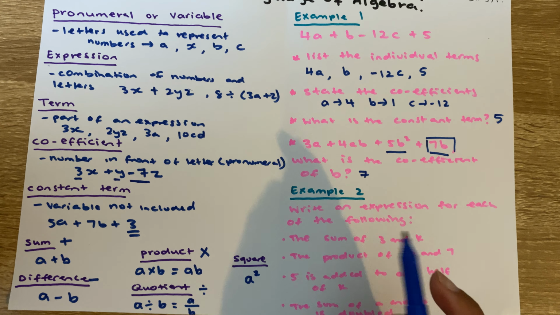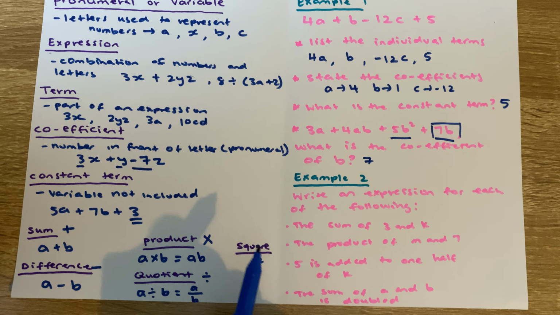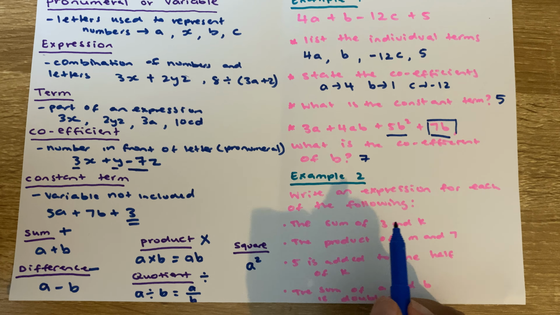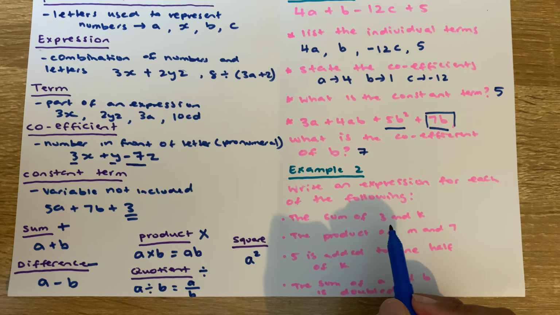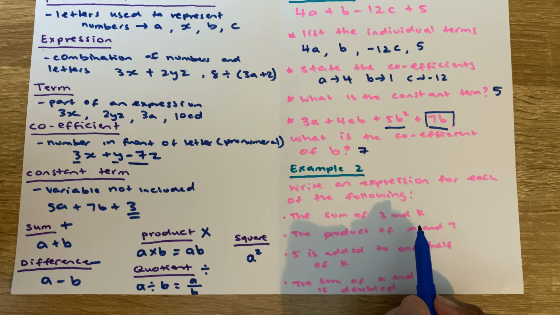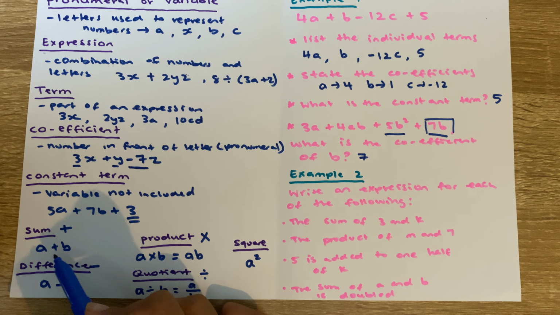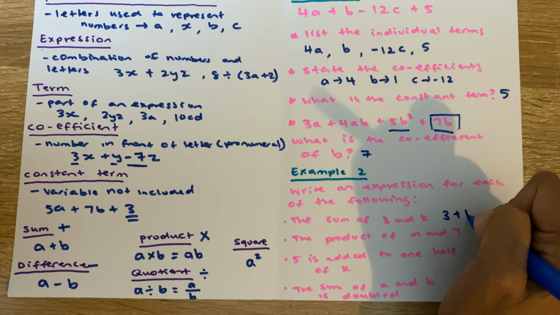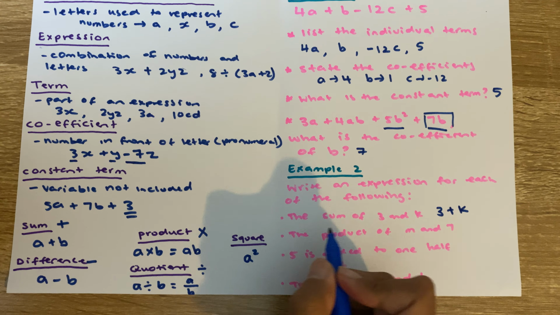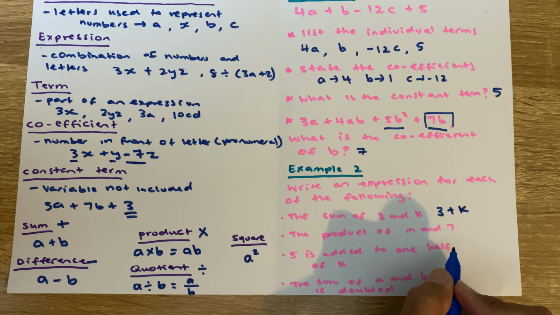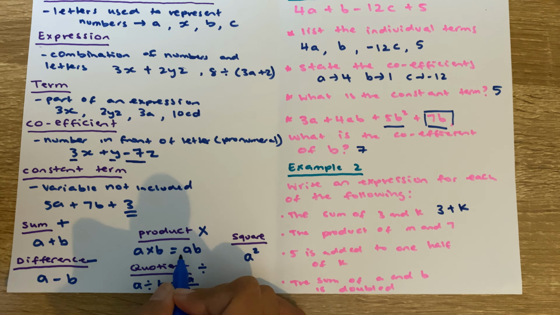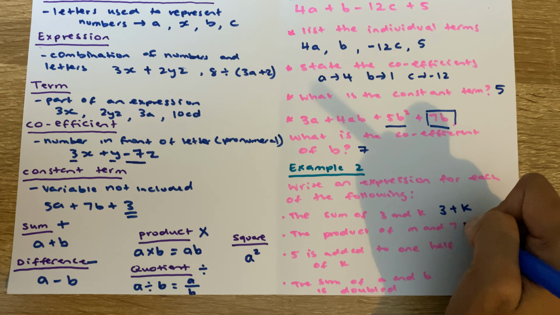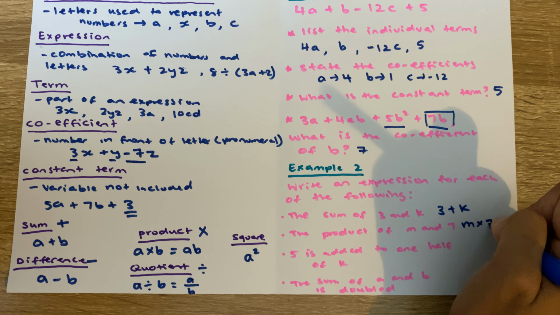All right, example number 2. This is looking at this stuff at the bottom. So write an expression for each of the following. The sum of 3 and k. So remember, the sum means plus. So the sum of 3 and k is going to be 3 plus k. The product of m and 7. The product, we are looking at timesing. So we are going to go m times 7.